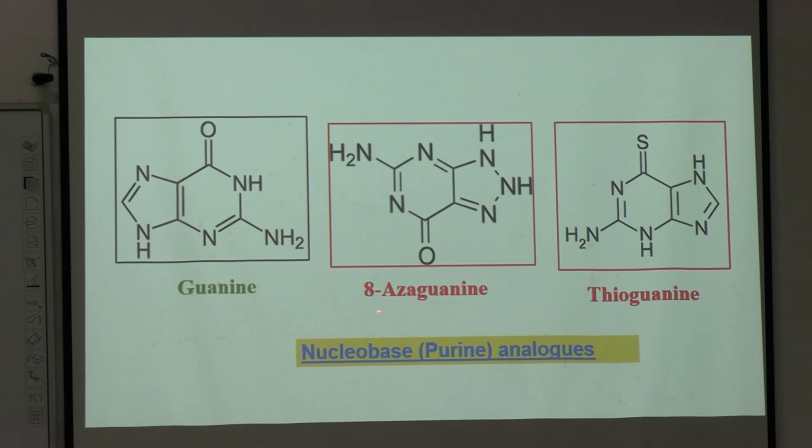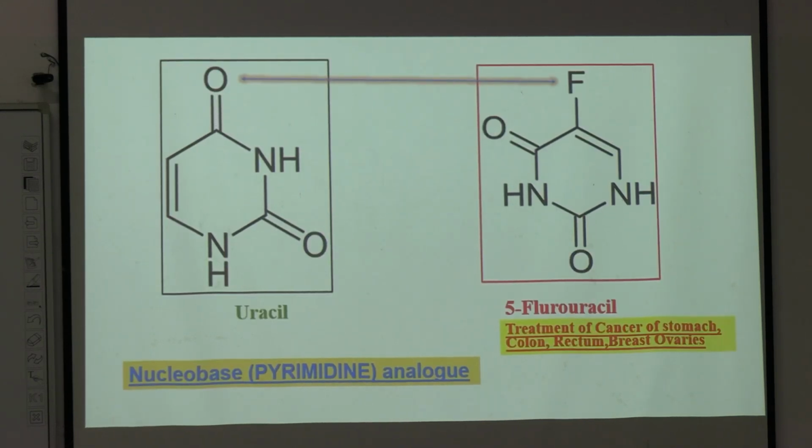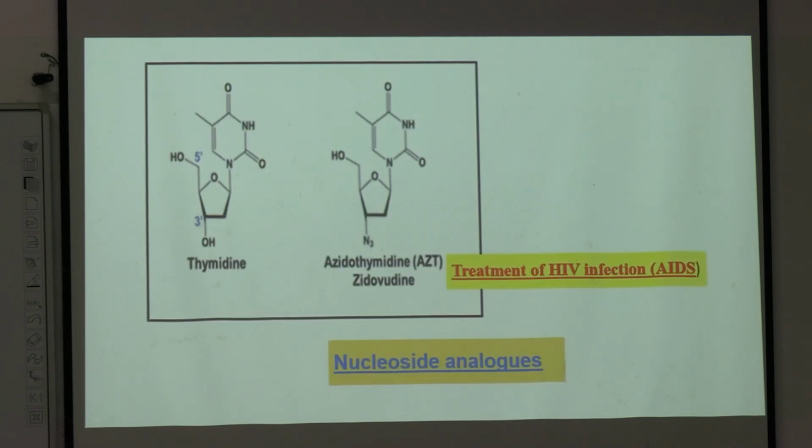Similarly, guanine, 8-azaguanine, thioguanine. This is a nucleobase purine analog. This is a pyrimidine analog, uracil and 5-fluorouracil. As I told you, there is only a replacement of either an atom or a functional group, but otherwise the structure is the same. So the body will take up this 5-fluorouracil and it is used in the treatment of stomach, colon, rectal and breast cancer. There are a number of anti-cancer drugs which are given depending on the stage and the case. So this is a nucleobase analog.